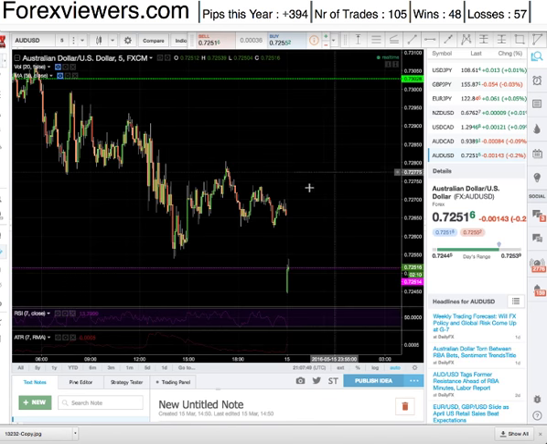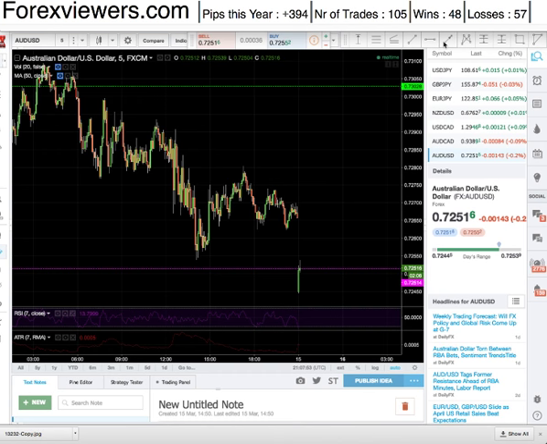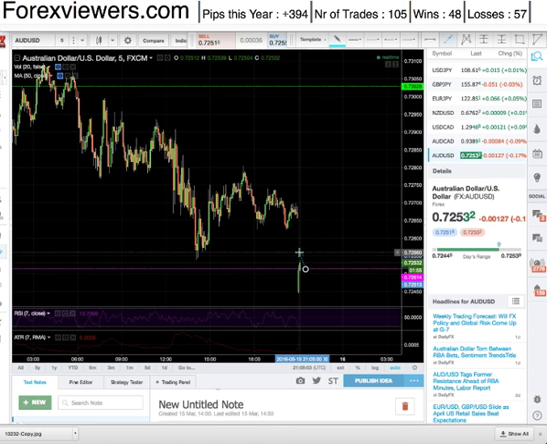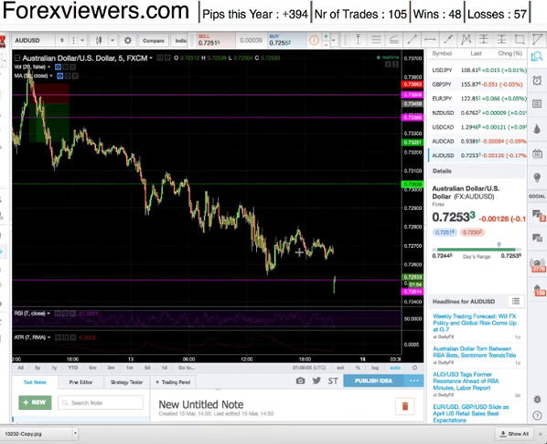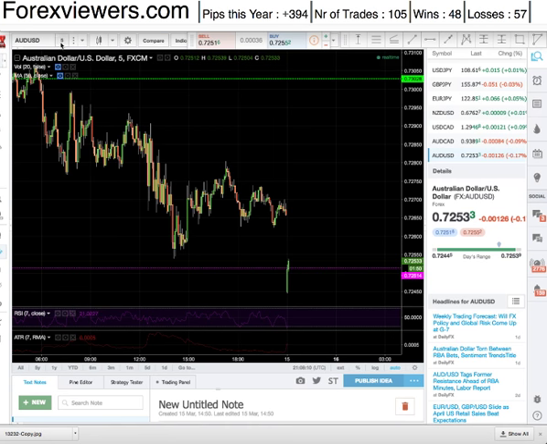On the Aussie USD, obviously the same thing is happening right here. We are in the midst of closing this gap right here. And for some reason, I think it's going to be a harder close right here. But we'll see what happens here on the Aussie dollar.